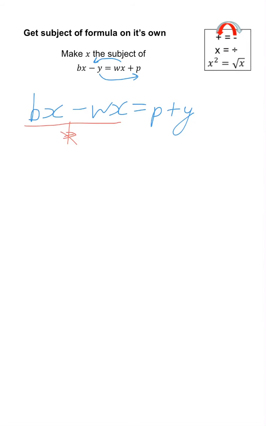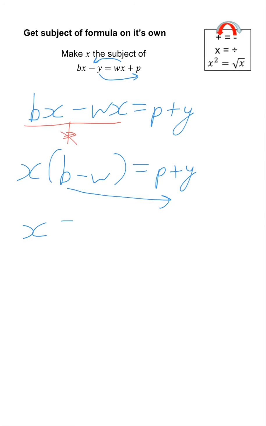So I'm going to factorize out x. So then we have x taken out and we're left with b minus w equals p plus y. So now you might see what we have to do. We're going to bring the b minus w across and divide. So x is equal to p plus y, all divided now by b minus w. And that's the answer.